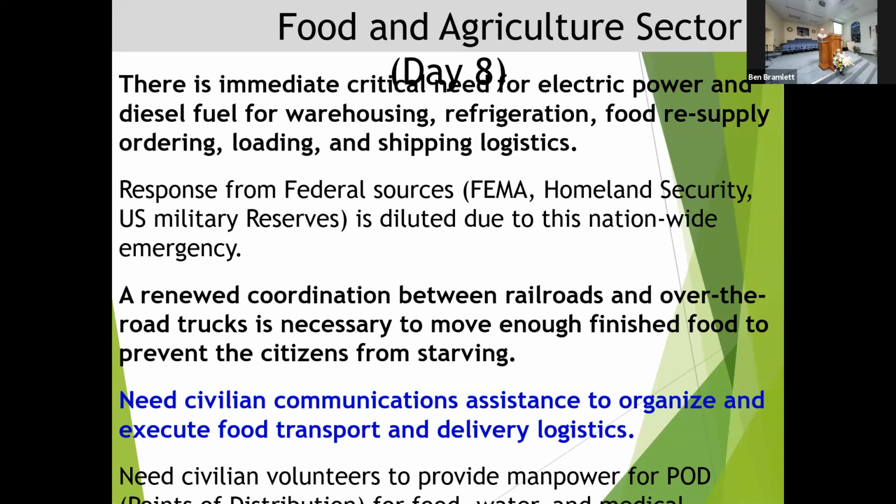Going to need renewed coordination between the railroads and over-the-road truck people. We're going to have civilian communications assistance to help organize and execute food transport and delivery. I think as ham radio operators, you can count on they will be knocking on your door.